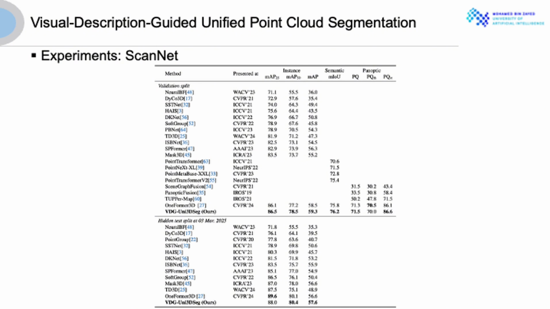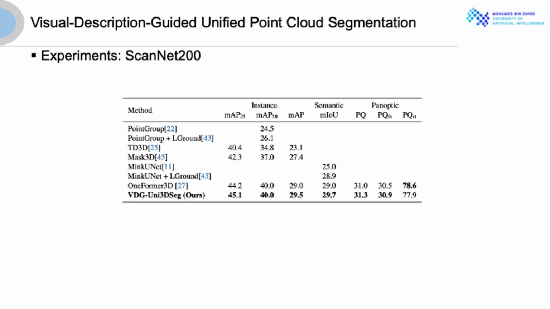Next, we present the results on the ScanNet dataset. The upper table shows the results on the validation split, while the lower table reports the scores on the hidden test split, which are obtained by submitting our predictions to the online evaluation server. As shown, our method achieves the overall better performance across all metrics. Finally, on the ScanNet200 dataset, which includes more fine-grained categories, our method achieves the best performance across all tasks, showing its strong generalization to complex, large-scale scenes.